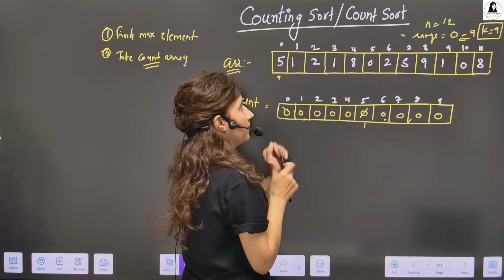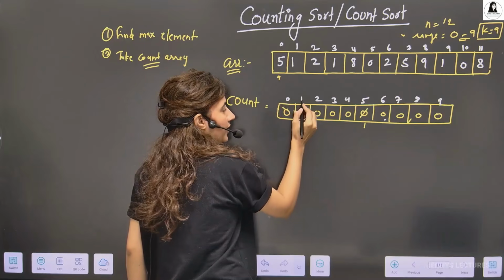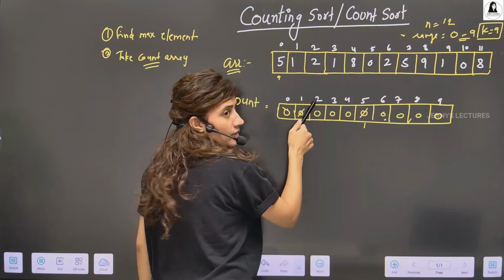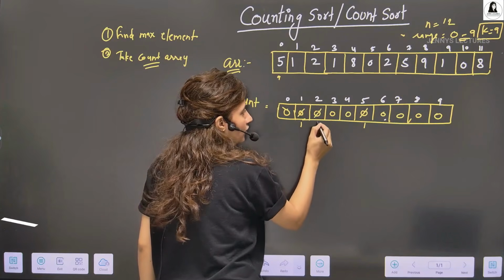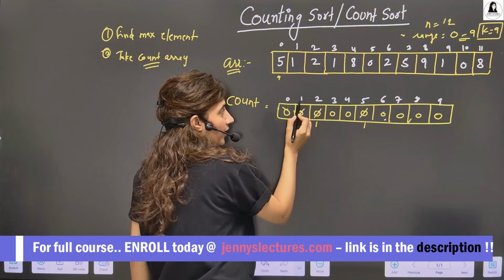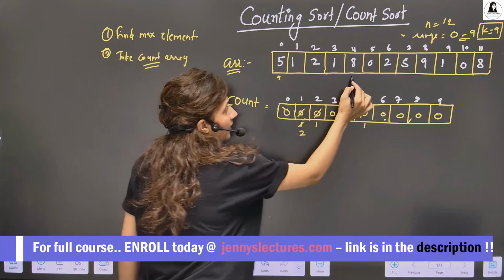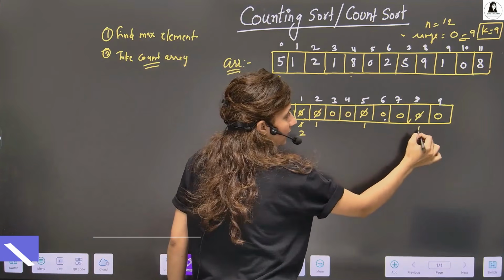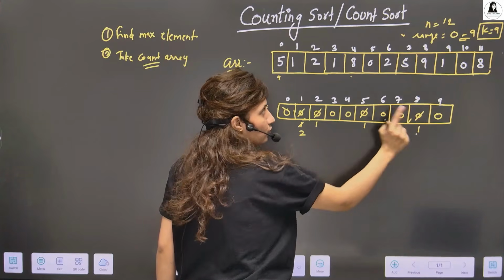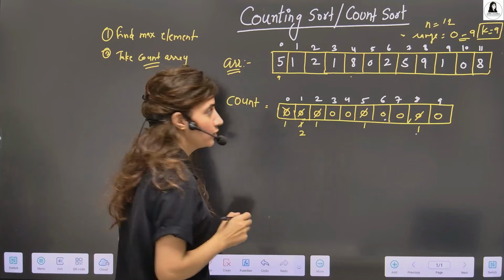So 5 is 1 time. Then 1. So 1 is now 1 time, so at index 1 we change it to 1. Move here to 2. 2 is present 1 time, so change it to 1. Now 1 again: at index 1 we increment it by 1 again, so it becomes 2. Then 8. At index 8 we have 1. Frequency of 8 is 1. Then 0. Frequency of 0 is 1. 1 time 0 is present.